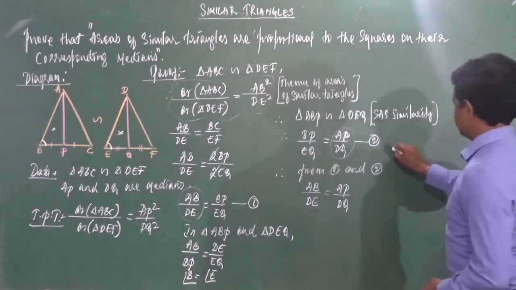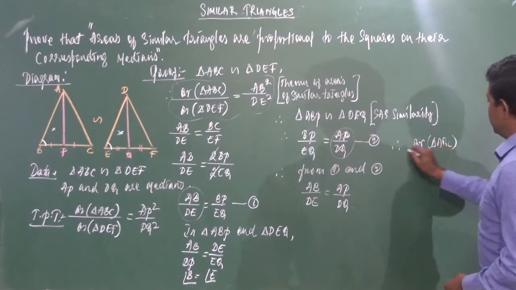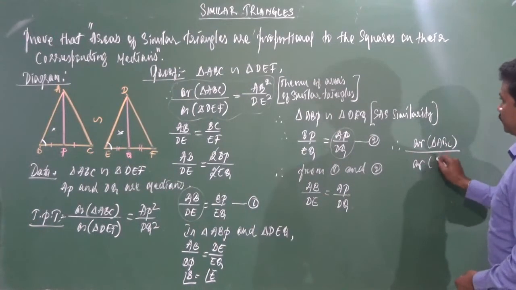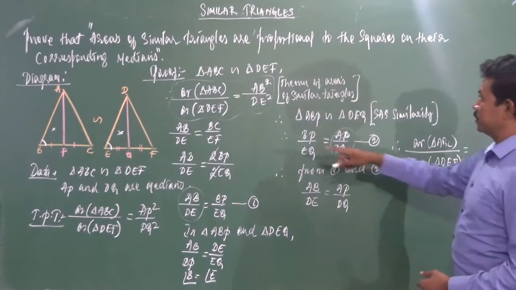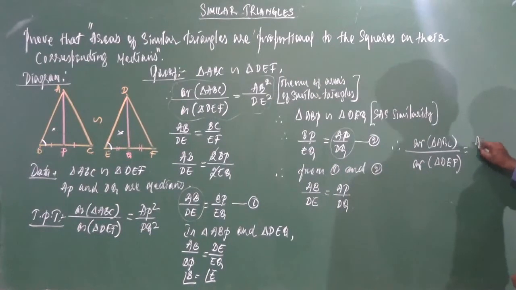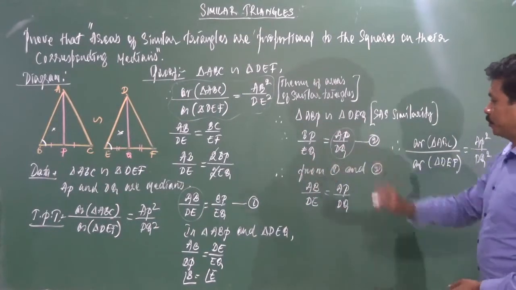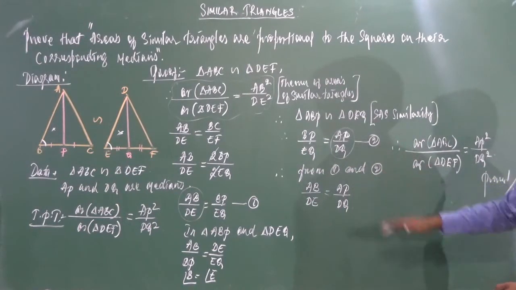So therefore, area of triangle ABC by area of triangle DEF will be equal to, instead of AB by DE, I am going to write AP by DQ. It becomes AP square by DQ square. So that is what we had to prove, right? So therefore, hence it is proved, right? So very important problem. You have to practice this very well.